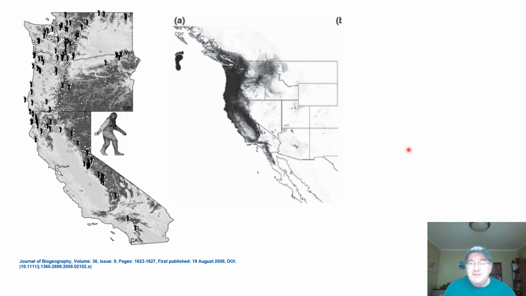This matches pretty much the distribution of western black bear. And so their conclusion was that probably most of the so-called sightings, or the footprint sightings of Sasquatch, were probably black bears that somebody saw in the woods. I thought that was a fun paper.